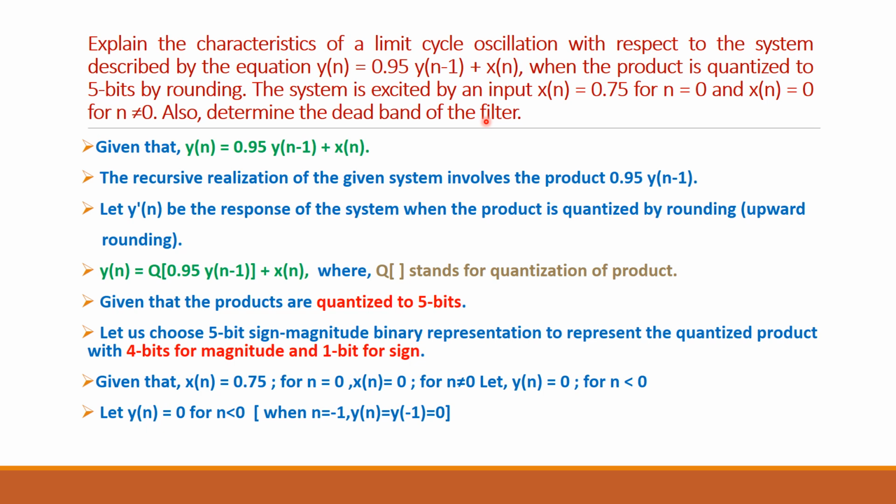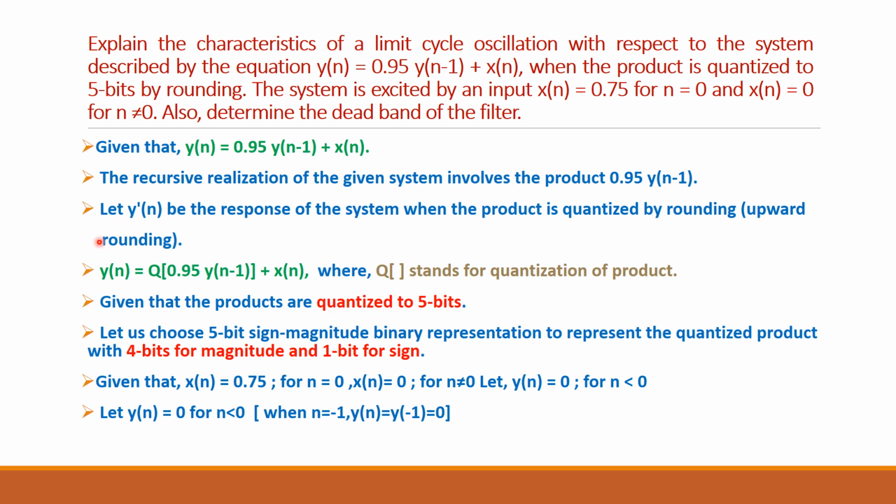Actually this question is a repeated question. So understand a single question thoroughly so you can answer any question, right? Given y of n is equal to 0.95 y of n minus 1 plus x of n. So here the recursive realization of the given system involves the product 0.95 into y of n minus 1. So here there is a multiplication. We are multiplying 0.95 with y of n minus 1.